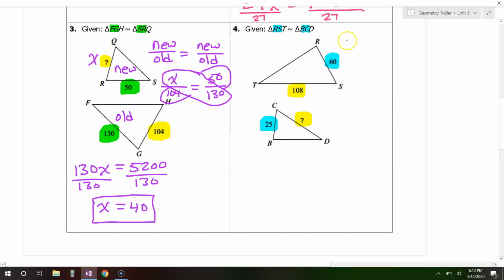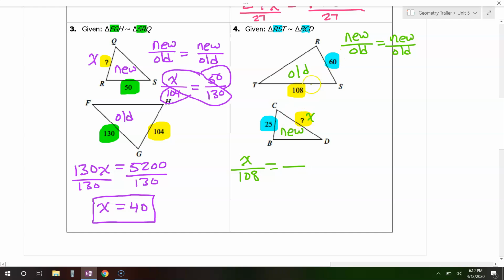So let's get ready to set up our proportion by doing new over old is equal to new over old. So just label one of these as new and one of these as old. For this, it doesn't matter. All right, I'm going to pick this one to be new, and I'll pick this one to be old. So let's start with the yellows, and I'll call this x. So new over old will be x over 108. Okay, just matching up those yellows.